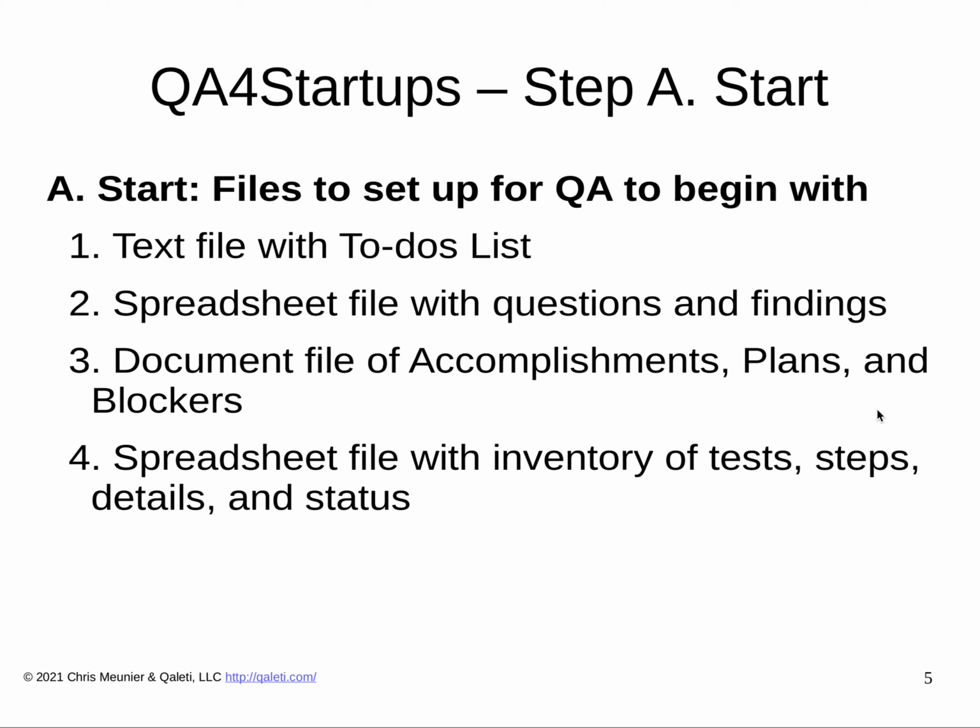The first step in the QA for Startups guide is Step A, Start. This step establishes and creates the basic files to set up for QA to begin with that I recommend. There are 4 files in this step. Each file is unique, has a value on its own, and is part of the toolbox for initiating and implementing a new QA program in an organization. We'll go through each file individually.